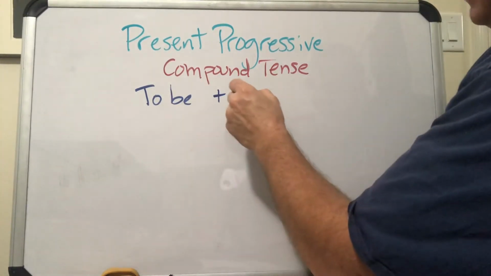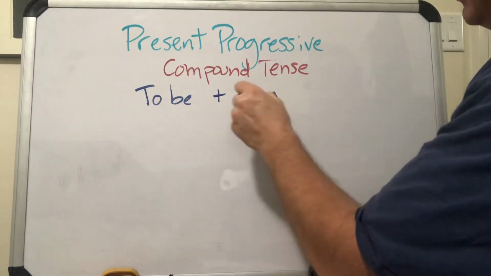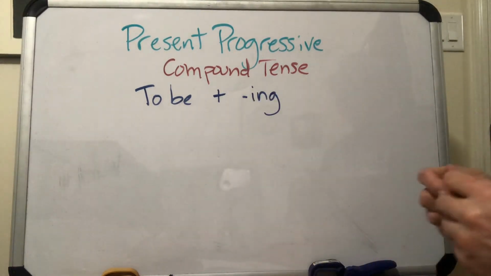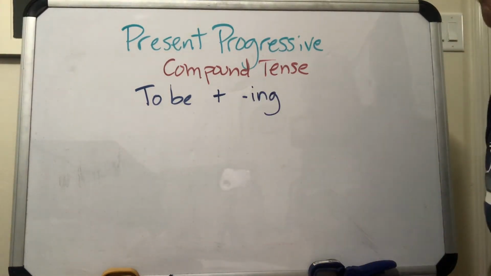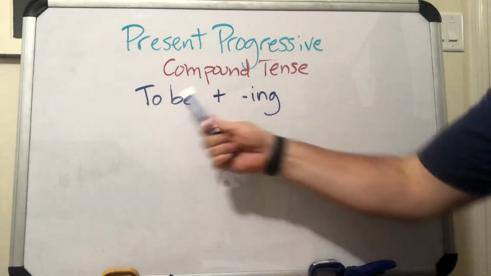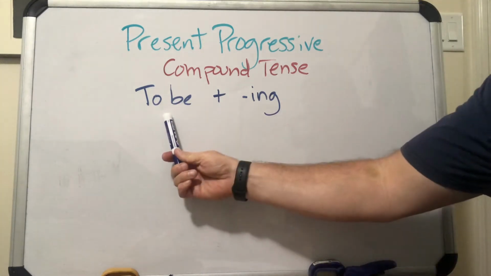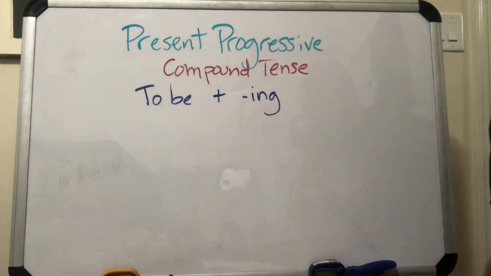And then we add it to another verb that we change to the ing ending. So I am walking, she is running, they are eating. Okay, so it's a combination of those two. This tells us who it is, and this tells us what they are doing.